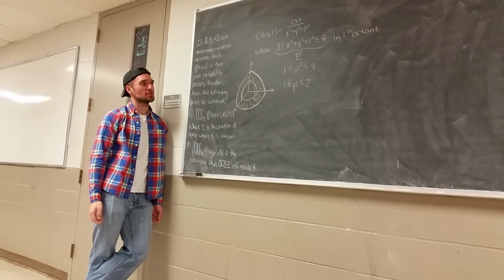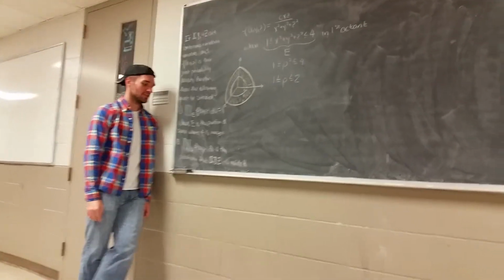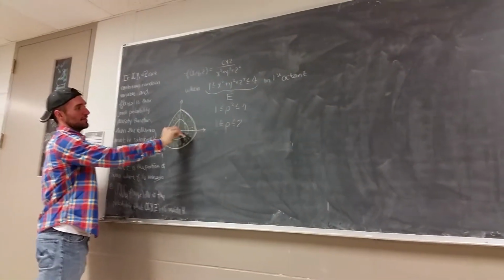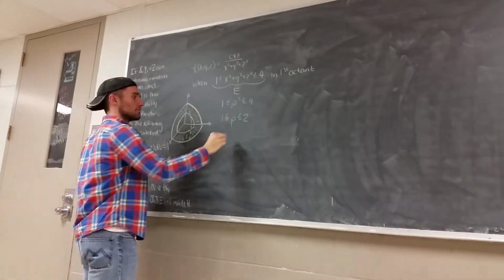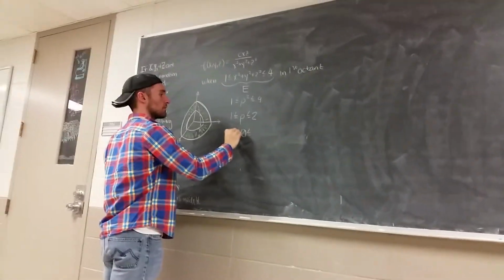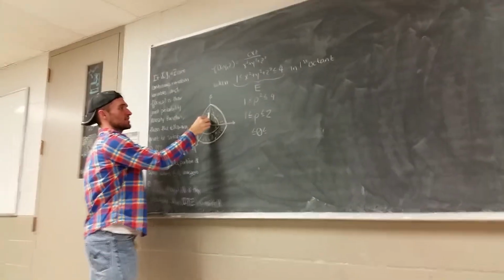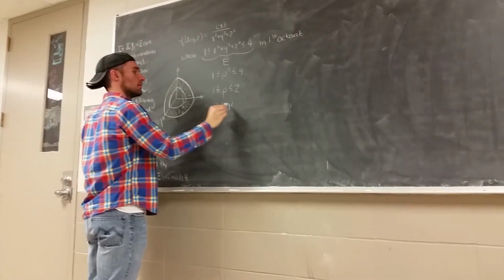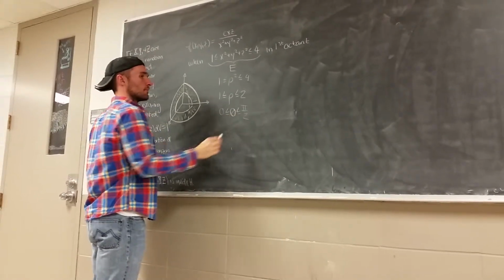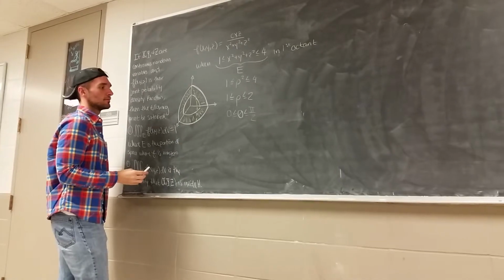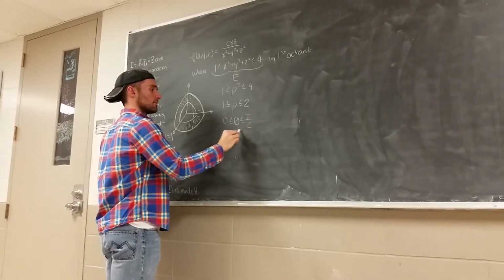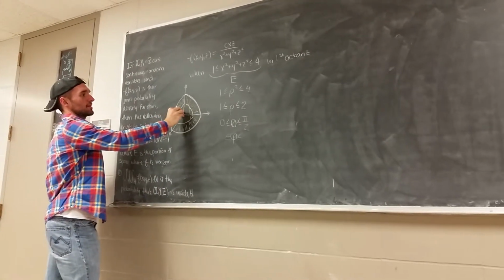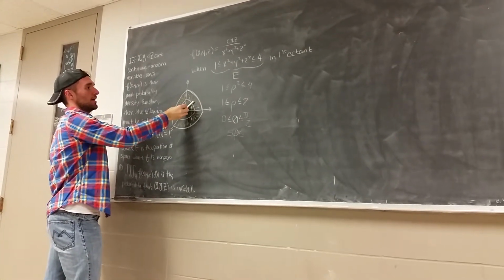Alright, so we just have to figure out the bounds on phi and theta. So theta is this, which is 90 degrees, from 0 to pi over 2. And then phi is where we rotate the z-axis down until it hits our surface.